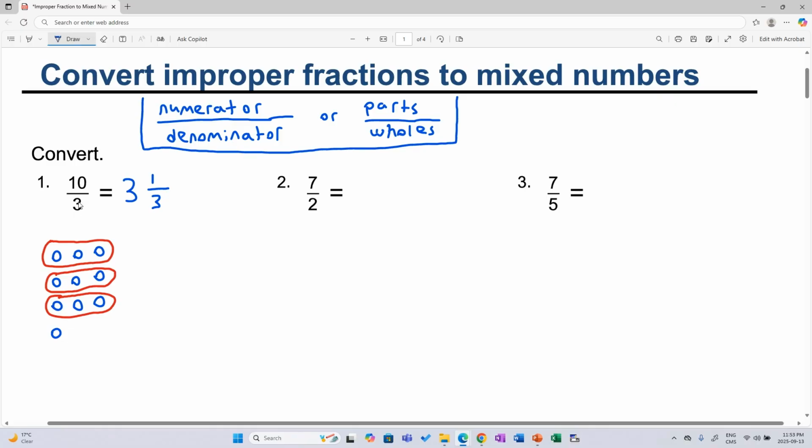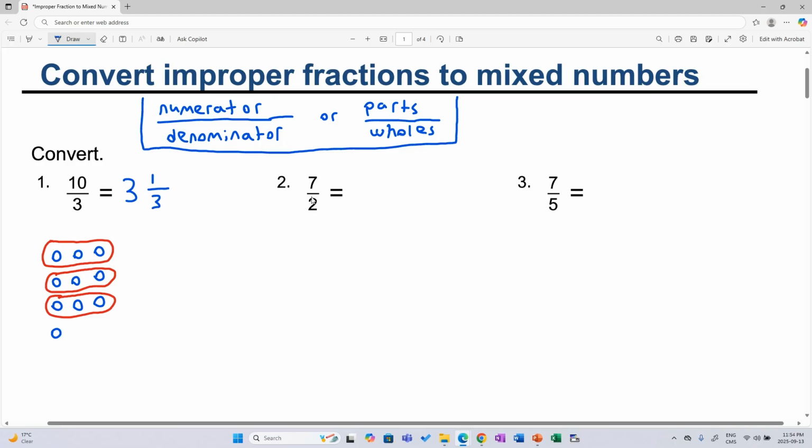So basically this 3 in the improper fraction and the 3 over here in the mixed number, that doesn't change. So once again, in an improper fraction, the denominator does not change when you change it to a mixed number.